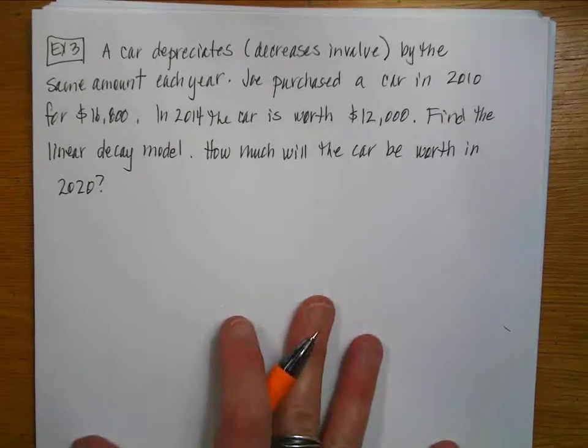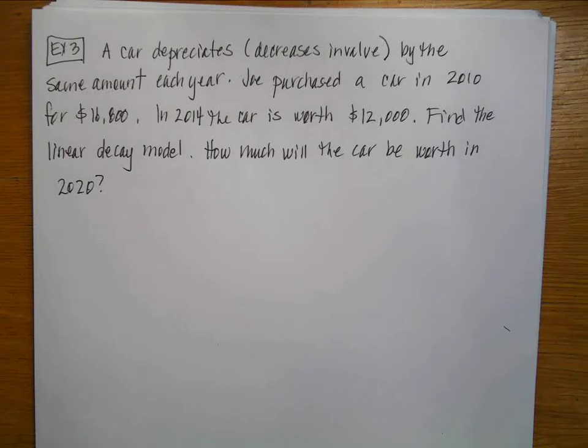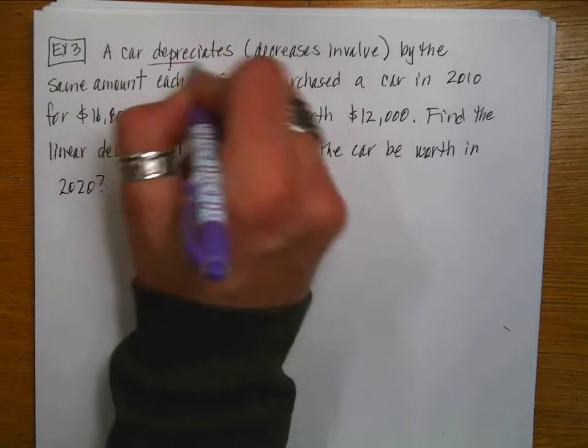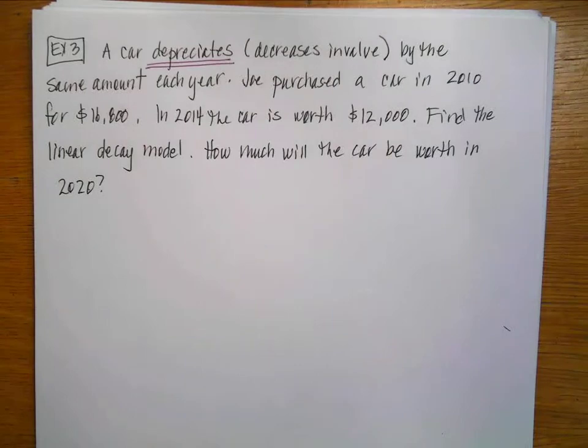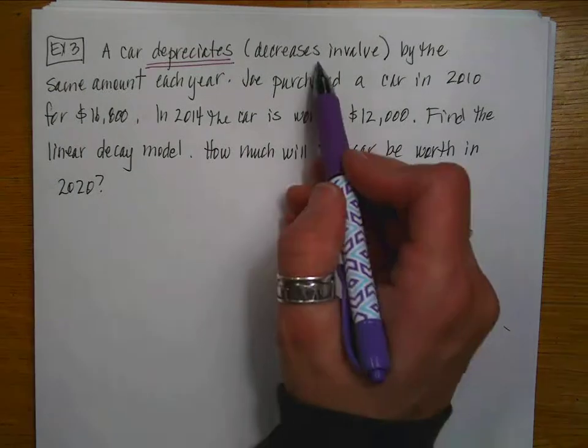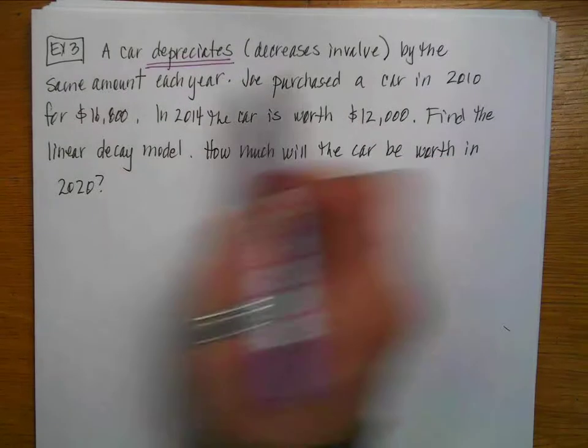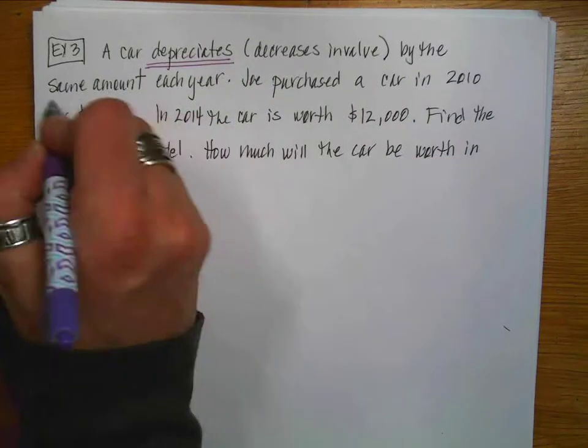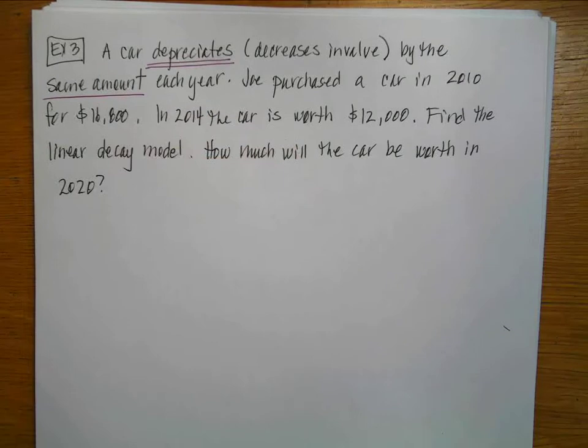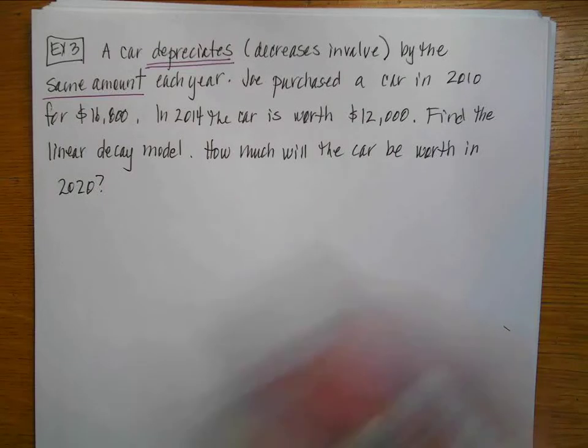Alrighty. So for example number 3, and this is our last example for today, we're going to talk about depreciation. And you will hear this word a lot as an adult. So a car depreciates, meaning that it's going to decrease in value by the same amount each year. Same amount each year means that it's going to be a linear change. Joe purchased a car in 2010 for 16,800. In 2014, the car is worth 12,000.